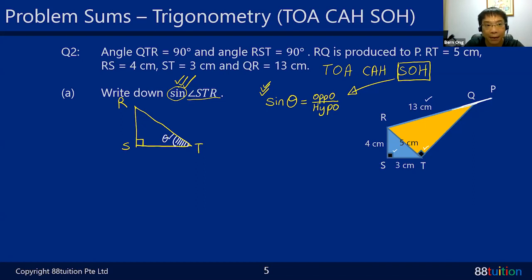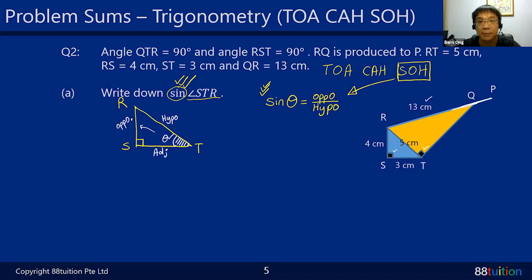Opposite is the one directly opposite the angle, which is down here. So this one we call opposite. Where is the hypo? Hypo is the longest side, which is opposite the 90. And where's the adjacent? This is called the odd one out.